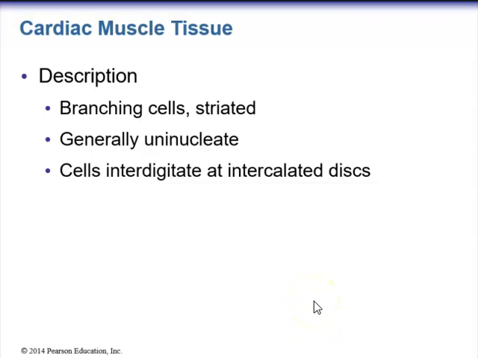Next, we talk about cardiac muscle tissue. Unlike skeletal muscle tissue, the cardiac muscle cells are branching. However, they are striated, just like skeletal muscle tissue. And generally, they only have one nucleus, so they are uninucleate. And then we have interdigitation of these cells at structures called the intercalated discs. So we have these dark bands where cells will kind of connect to one another.